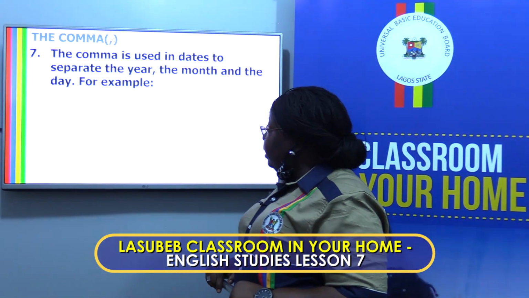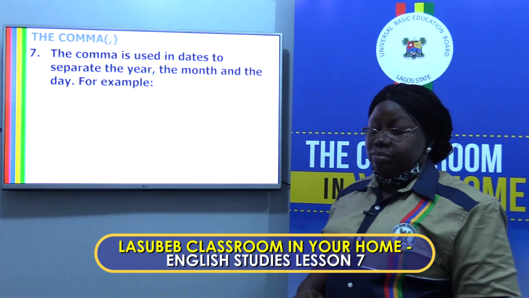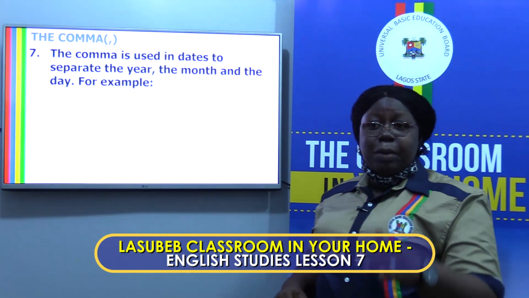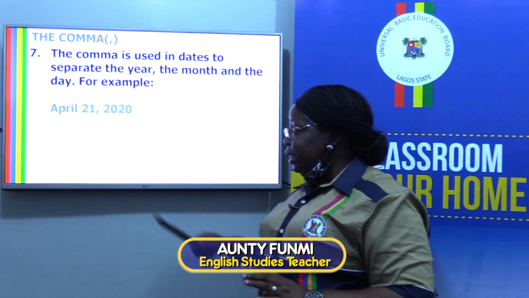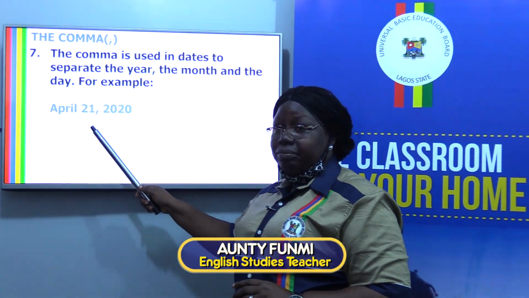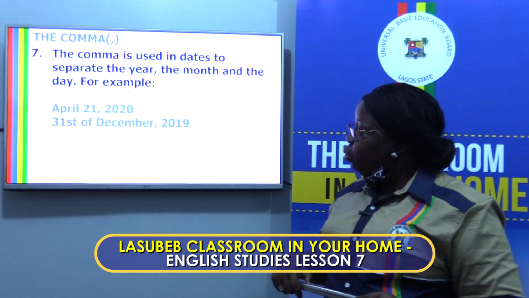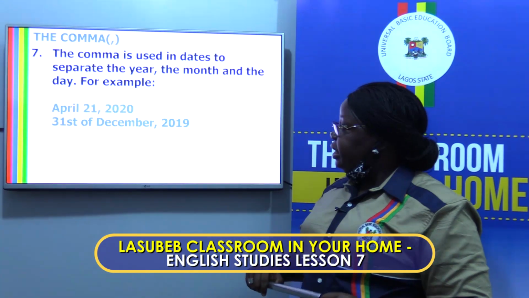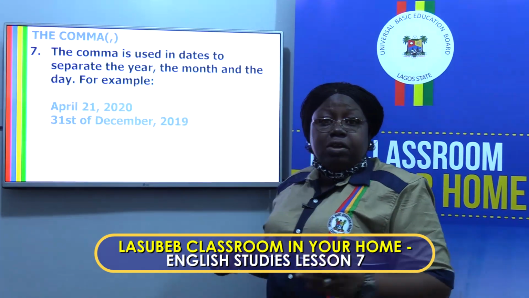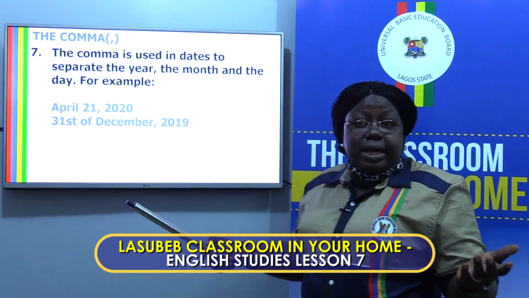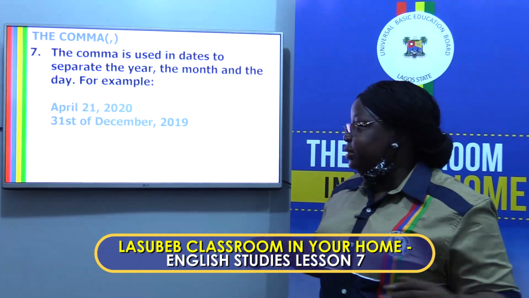We also use the comma in dates to separate the year, the month, and the day. For example, April 21, comma, 2020. April 21, 2020. 31st of December, comma, 2019. And of course, if you want to write today's date, today is 20th of May, comma, 2020.